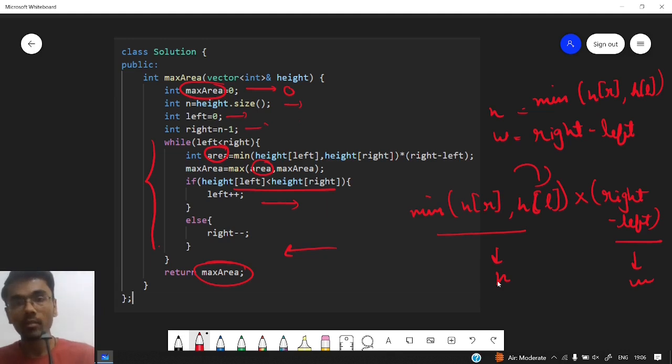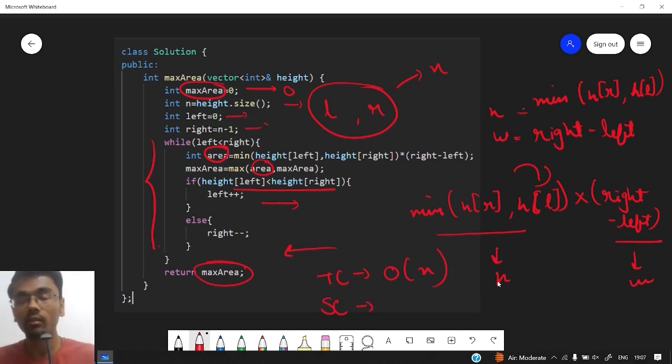So what is the time complexity? Since we are using left pointer and right pointer and we are iterating over the entire height array only once, that is of size n, the time complexity in this case will be O of n. And space complexity, since in this case we are not taking any space, we are just using 2 pointers or 2 variables, the space complexity in this case is O of 1.